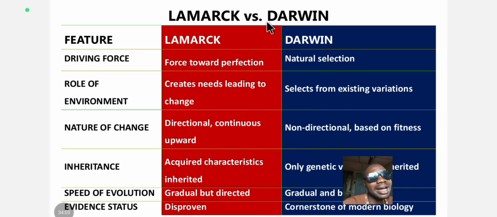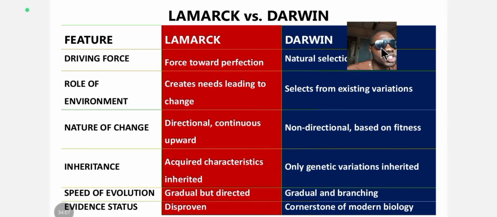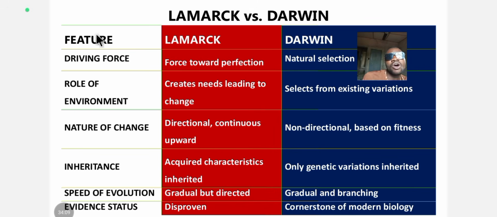Let us relate Lamarck's and Darwin's theory. Let's just do the relation sharp, no time to waste. On the left column of the table, we have the features of each of the theories. In the middle column we have Lamarck's theory, and in the right column we have Darwin's theory.